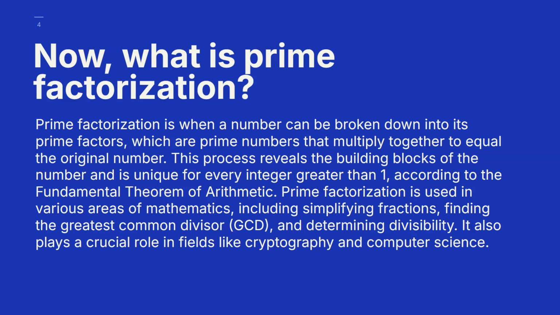Now, what is prime factorization? Prime factorization is when a number can be broken down into its prime factors, which are prime numbers that multiply together to equal the original number. This process reveals the building blocks of the number and is unique for every integer greater than 1 according to the fundamental theorem of arithmetic.